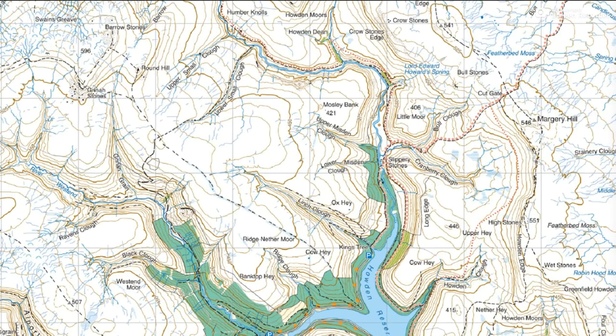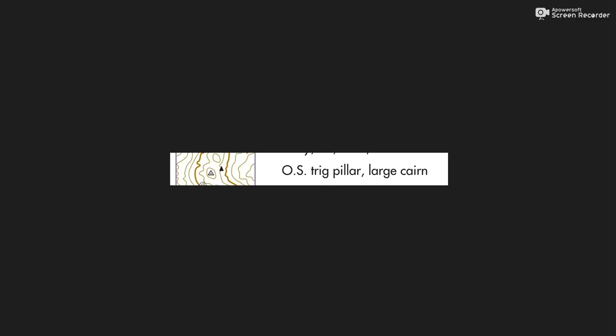The map that we're using is the Harvey map 1 to 25,000 Superwalker, and I've got a licensing agreement with Harvey's to use their maps. So the first thing we need to do is work out how to identify a trig point on the map. Now on a Harvey's map, the trig point is this. It's a black triangle with a little black dot inside it.